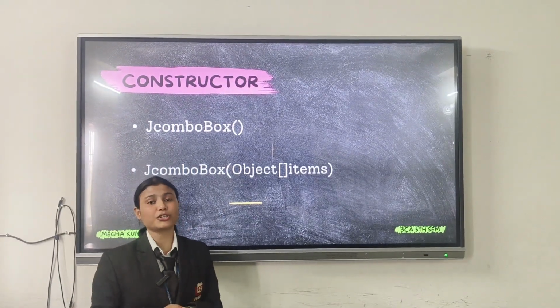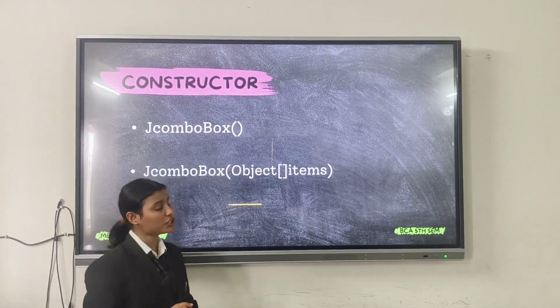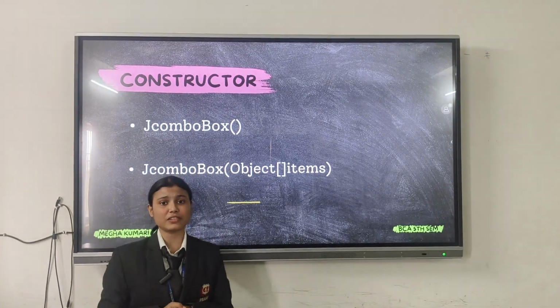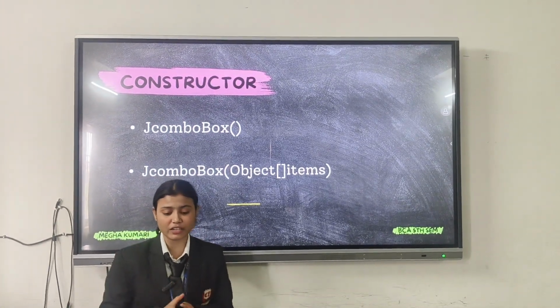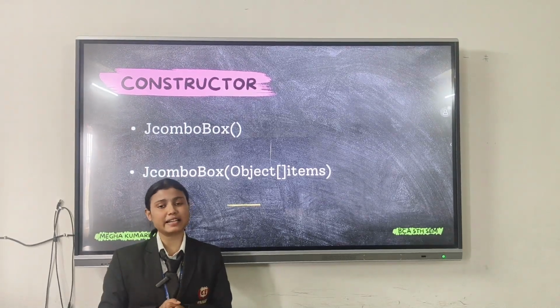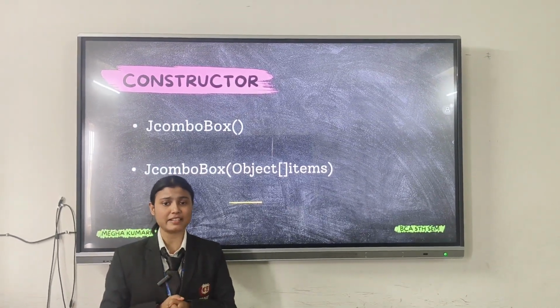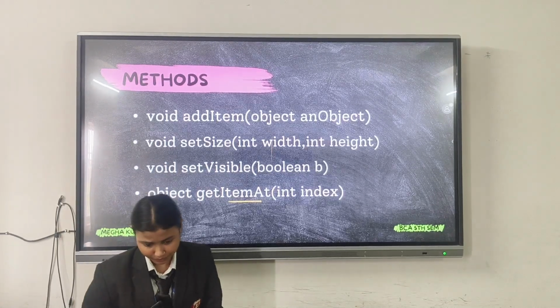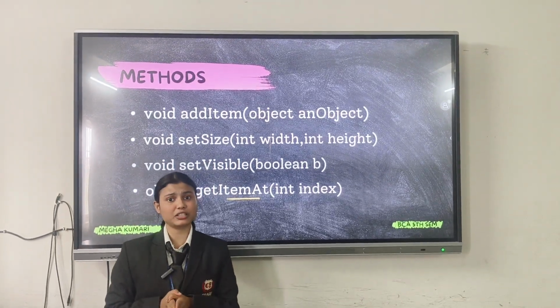There are two constructors used in JComboBox. The first one is JComboBox(), which creates an instance with an empty list of objects. The second one is JComboBox(Object[] items), which creates an instance that contains the list of elements in the specified array.